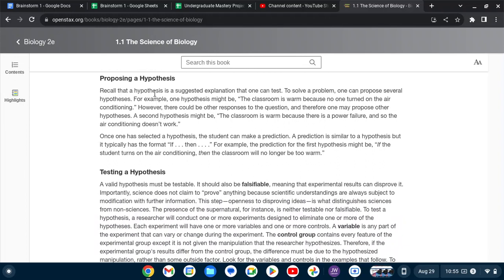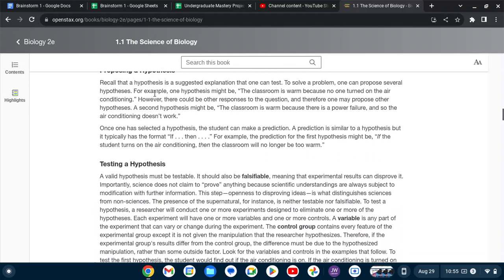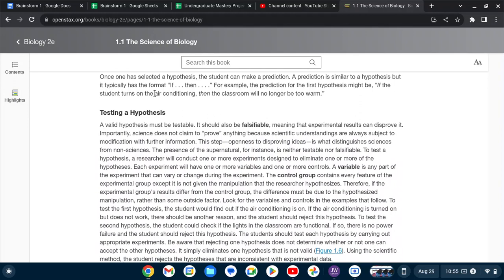A second hypothesis might be the classroom is warm because there is a power failure, and so the air conditioning doesn't work. Once one has selected a hypothesis, the student can make a prediction. A prediction is similar to a hypothesis, but it typically has the format if-then. For example, a prediction for the first hypothesis might be, if the student turns on the air conditioning, then the classroom will no longer be too warm.